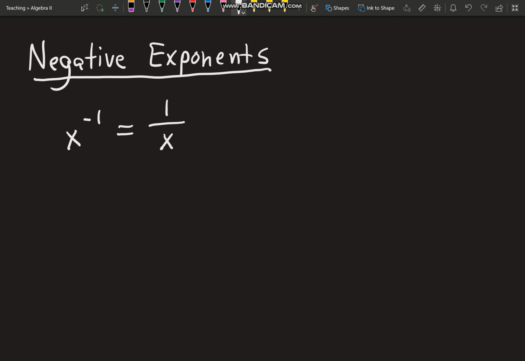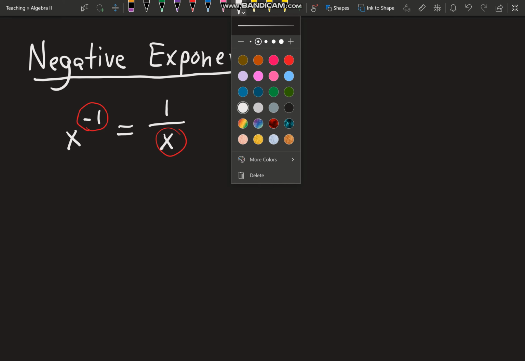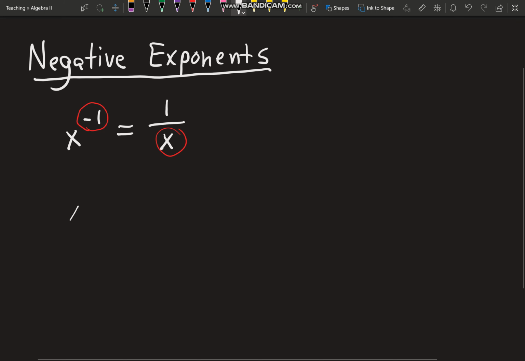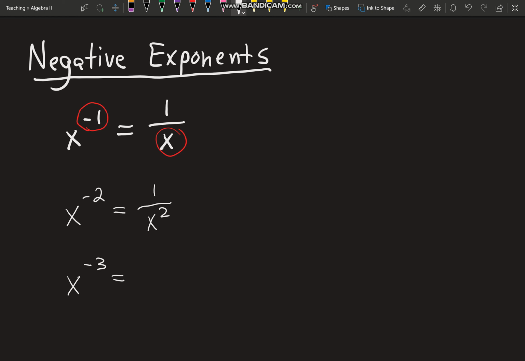So what that negative exponent does is it flips it. It means that whatever is being raised to that exponent is actually going to end up being in the denominator. So another example would be x to the negative second power. X to the negative second power would be 1 over x squared. And very similar with any other type of negative exponent, x to the negative third power is 1 over x to the third.